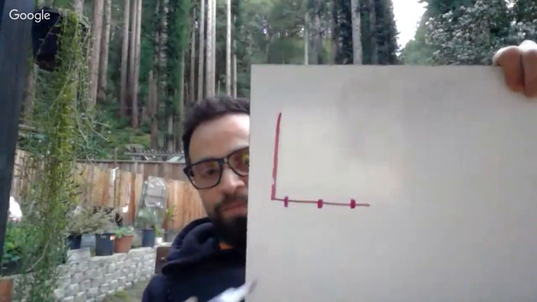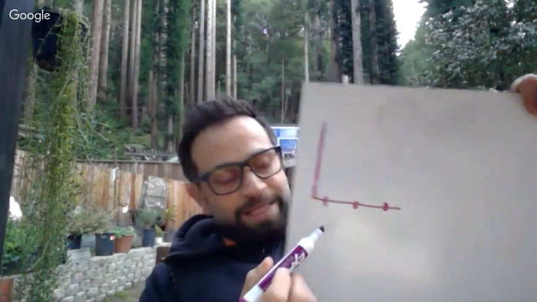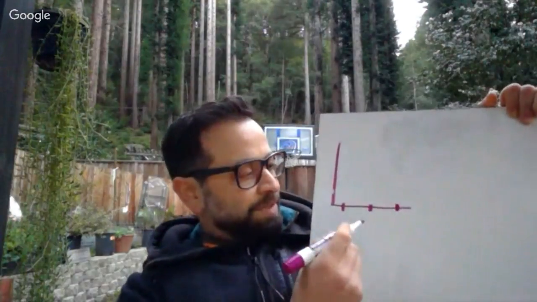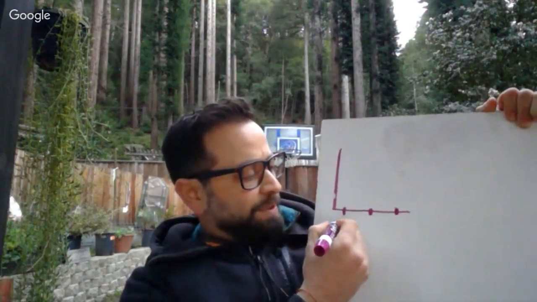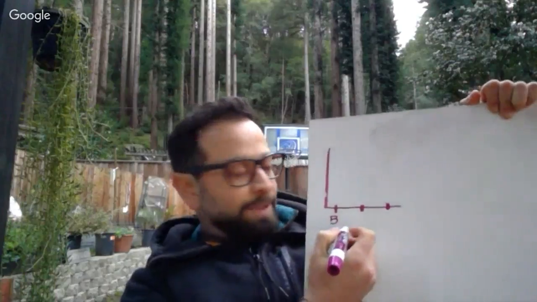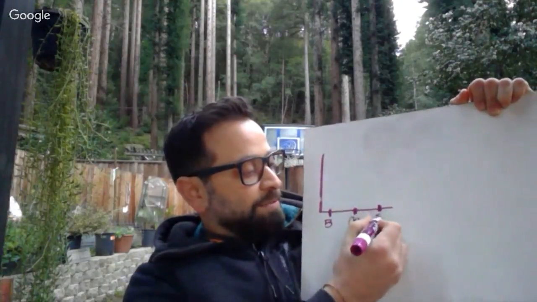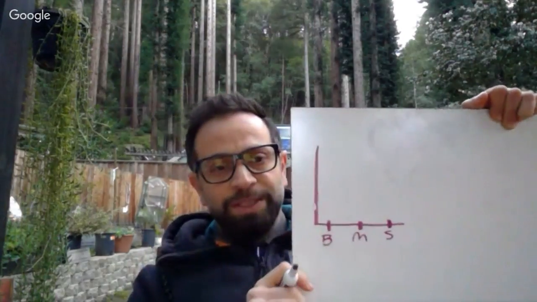I'm going to hold this in front of me so that you can see what I'm talking about. Okay. So this is my graph. Let's say that we're talking about a type of species. And let's just say here is where we have the big kind, medium kind, and the small kind of that sort of population.